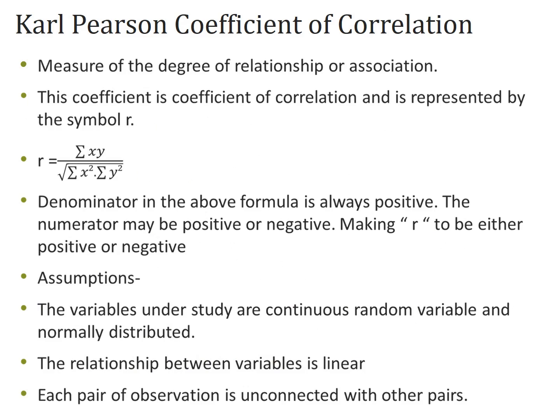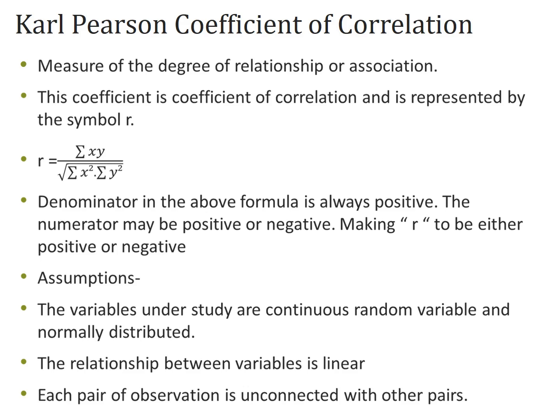So Karl Pearson's coefficient of correlation is represented by symbol R, and it is calculated as summation of xy divided by under root of summation of x square into y square. This is formula of Karl Pearson's method. So here in denominator in the above formula, we get always a positive value. The numerator may be positive or negative.